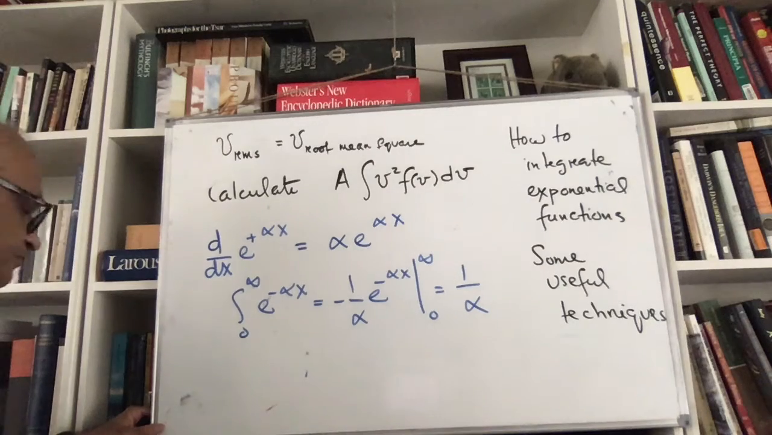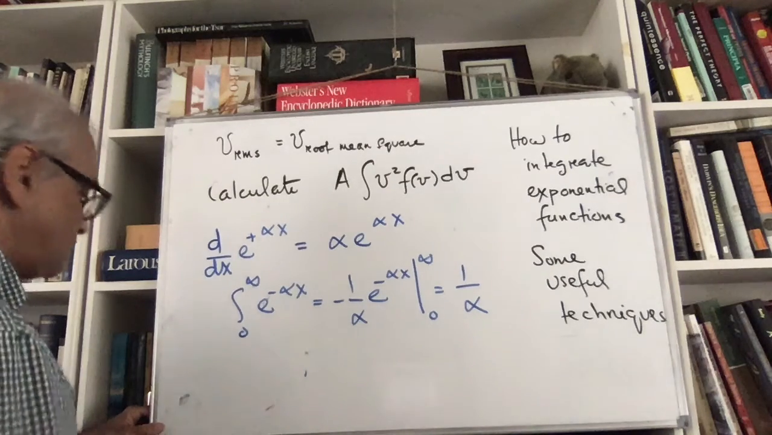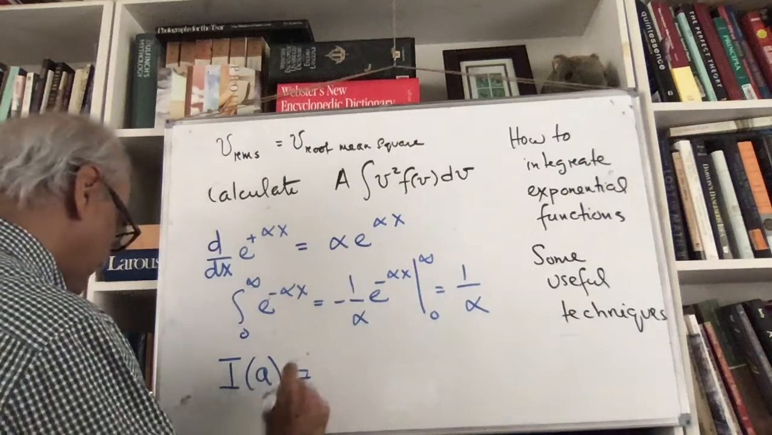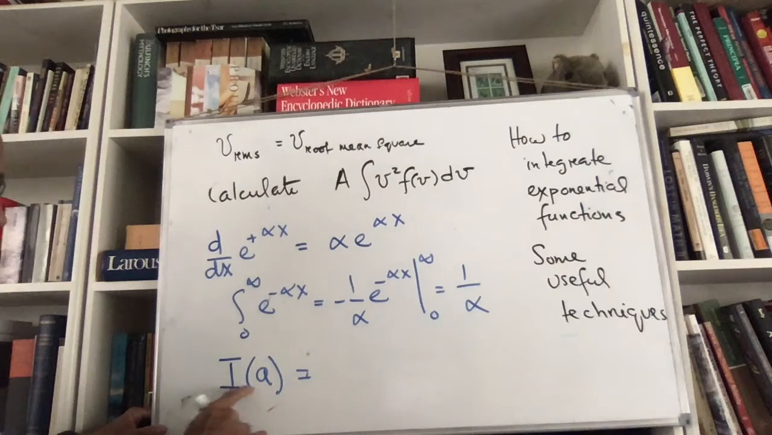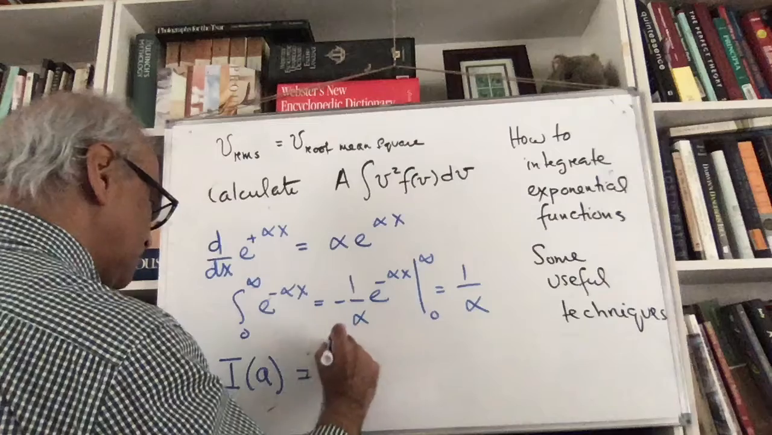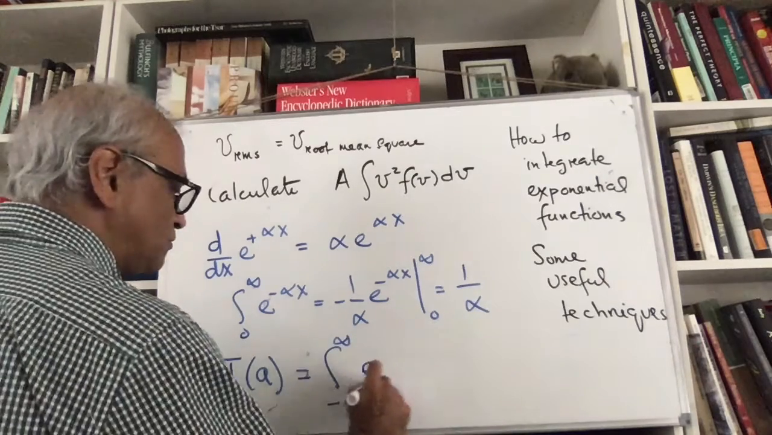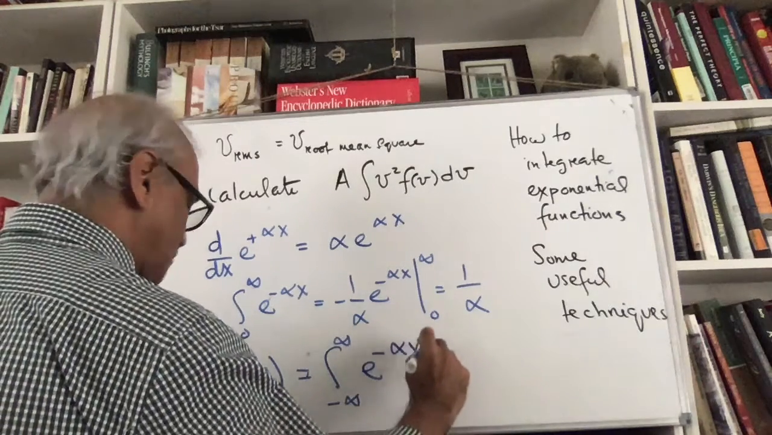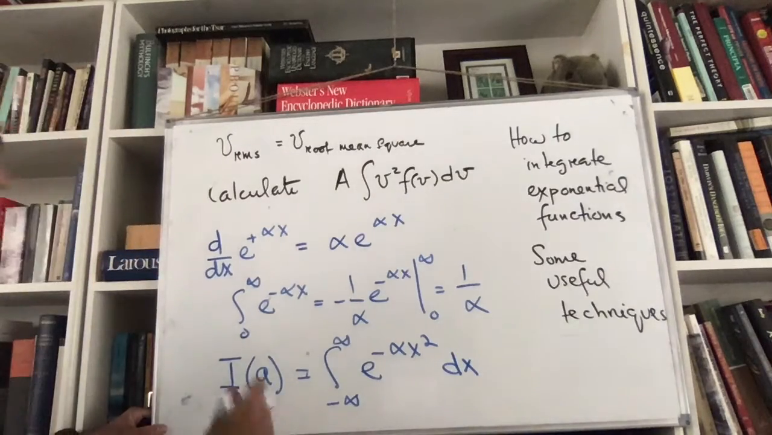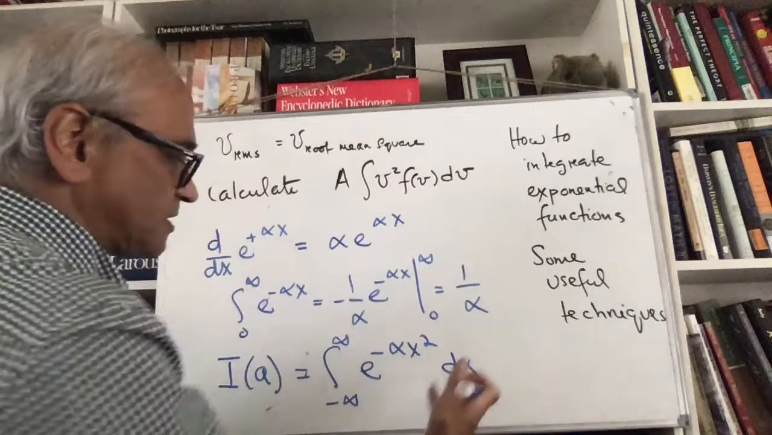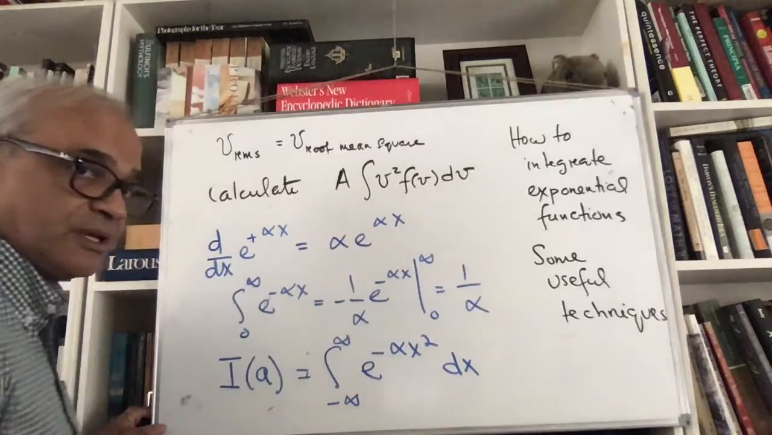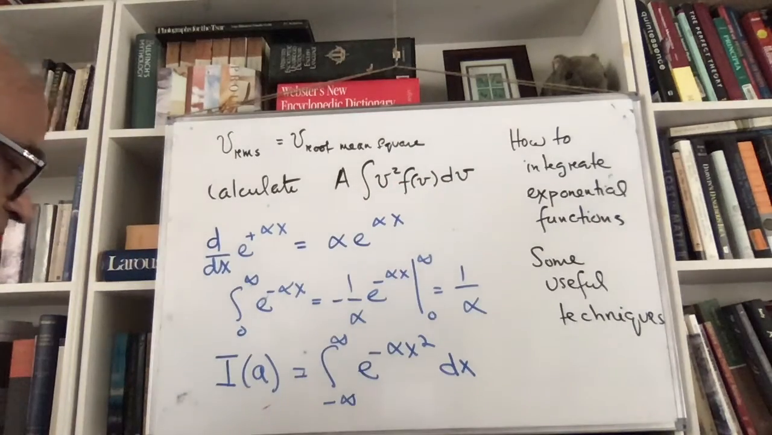This will be helpful. So what we're going to do is introduce this integration as a function of alpha, I(alpha), going from minus infinity to plus infinity, e to the power minus alpha x squared dx, all right? And I don't know how to do this one, for example. That's in here, by the way, in the Boltzmann distribution function, right?